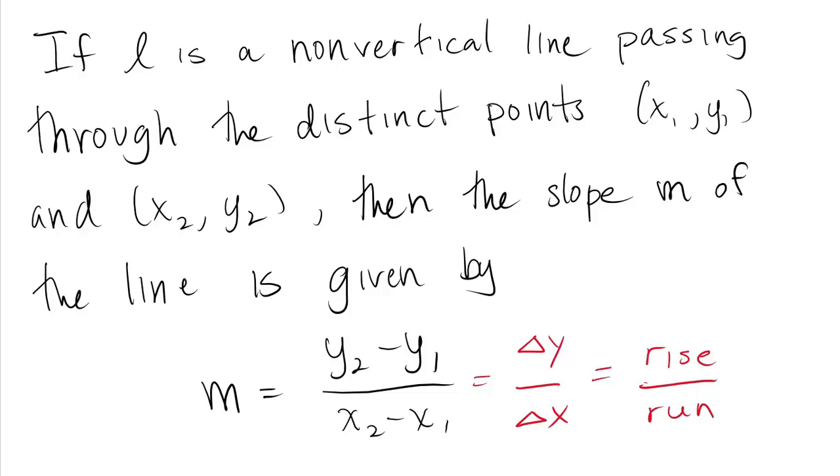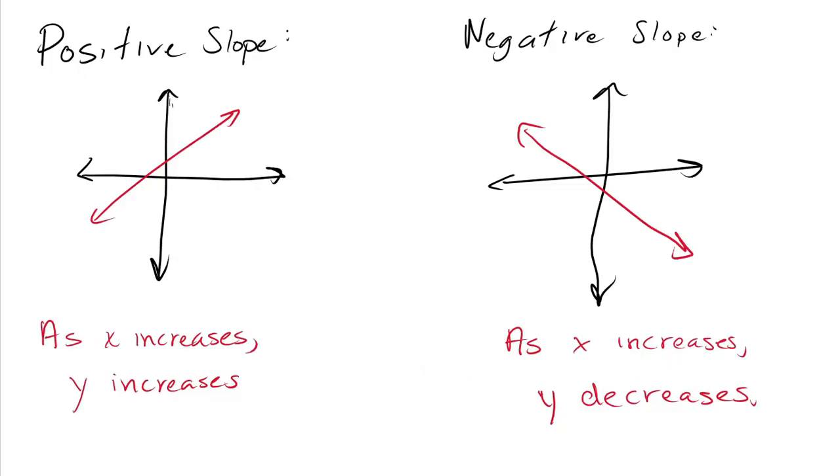Even just knowing the sign of the slope gives you a decent description of what the line looks like. It tells you its orientation. If a line has a positive slope, then as you move to the right, the graph moves up. Another way to say that is when the slope is positive, as x increases, y increases. If you have a negative slope, then as you move to the right, the graph moves down. So as x increases, y decreases.